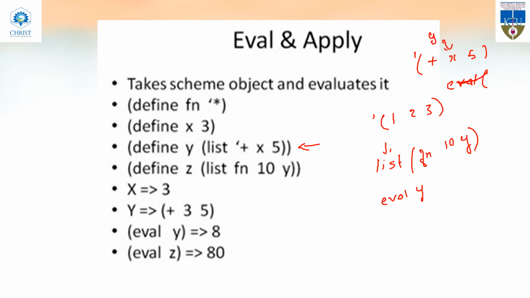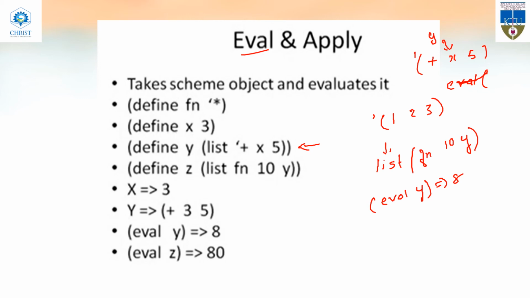So if I am writing eval of y, what happens? Whatever is written in the list gets evaluated. The thing written in y is plus 3 5, and this plus 3 5 gets evaluated. Plus 3 5 is the same as 3 plus 5, which is 8. So the resultant will be 8. To evaluate a list, we use the keyword called eval.